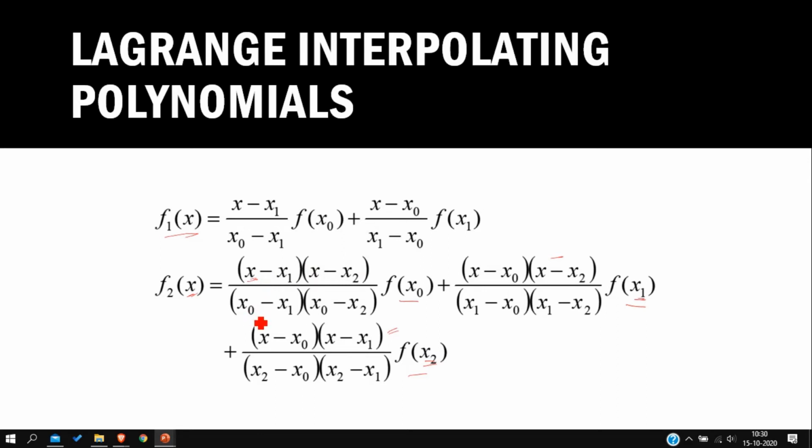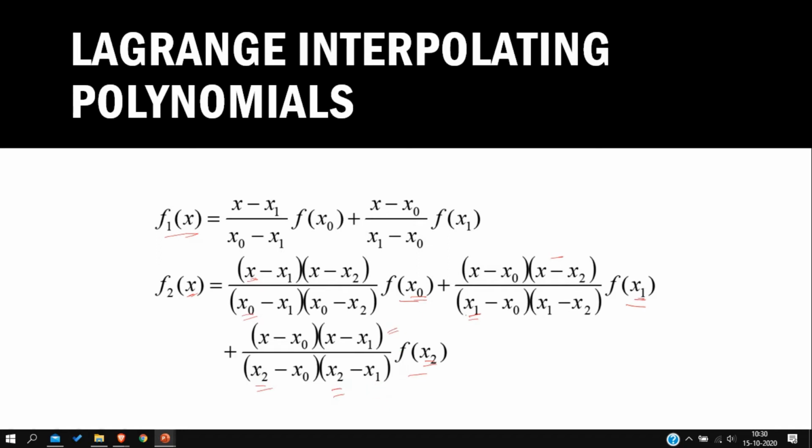And in the denominator, it is x0 minus x1 and x0 minus x2. So this is x0, and the same x0 is here also. In the second term, it is x1, so in the denominator, it should be x1 minus x0 and x1 minus x2. There will be no x1 minus x1 term, because it becomes 0, and this is not defined in that case. So in the third term, it is x2 minus x0 and x2 minus x1.